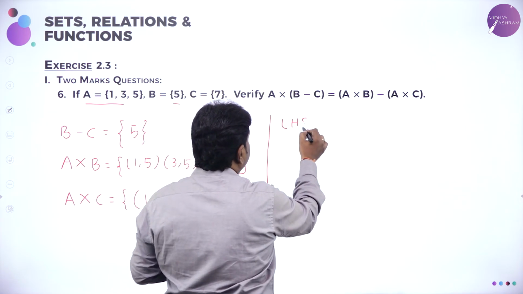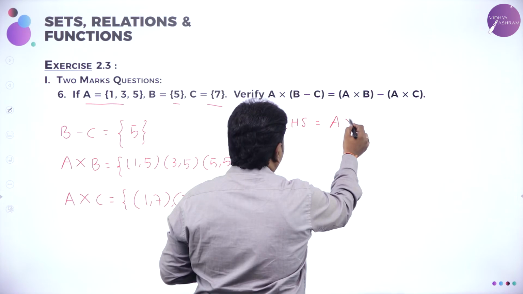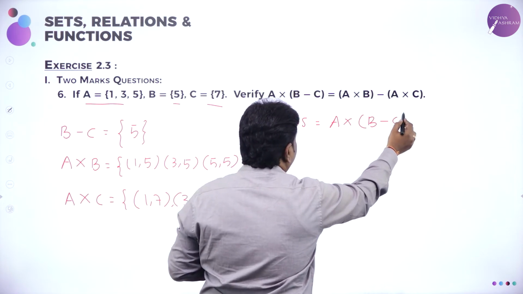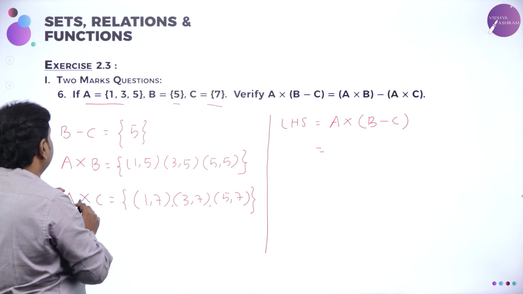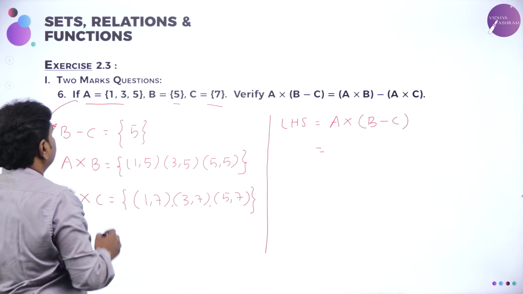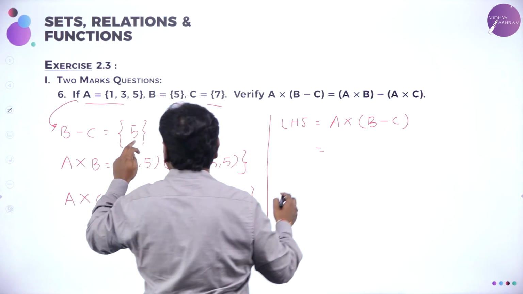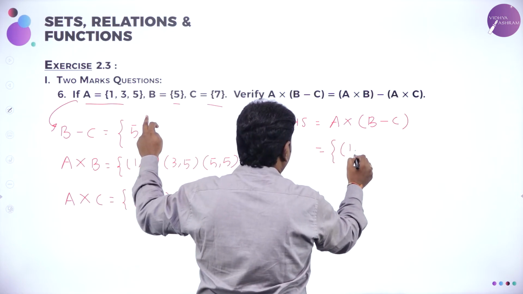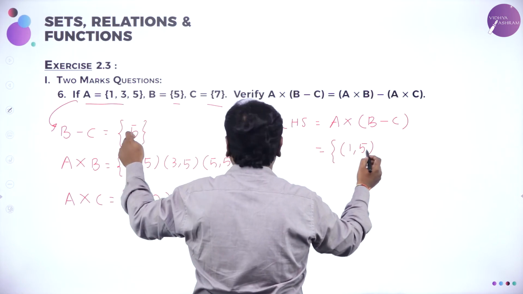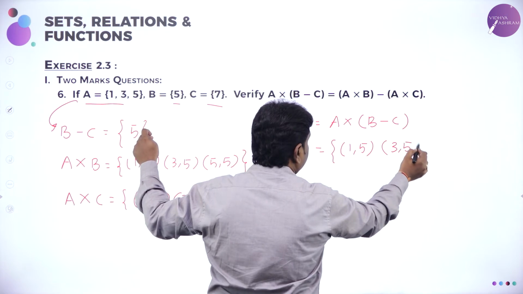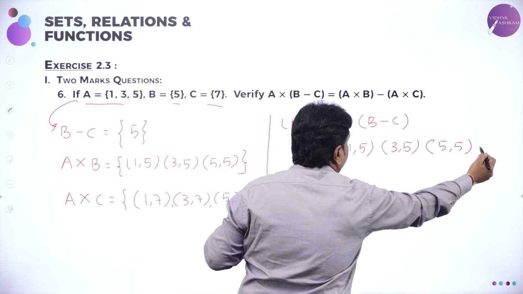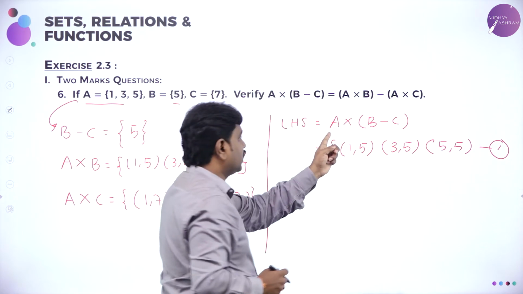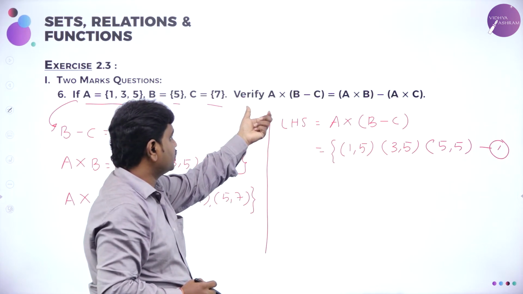LHS I'll take. What is LHS? A cross (B minus C). That means I should do the Cartesian product of A and B minus C, these two. First element I should take from A: (1,5), then (3,5), then (5,5). So I got this, call it equation 1. That is the LHS part.